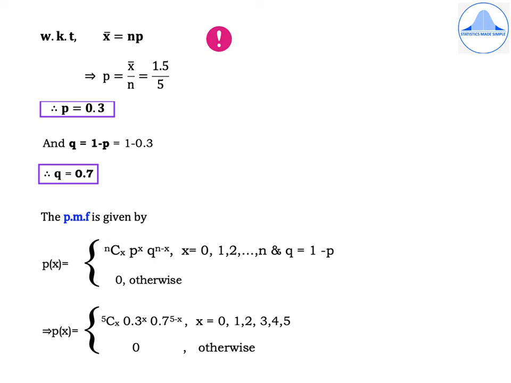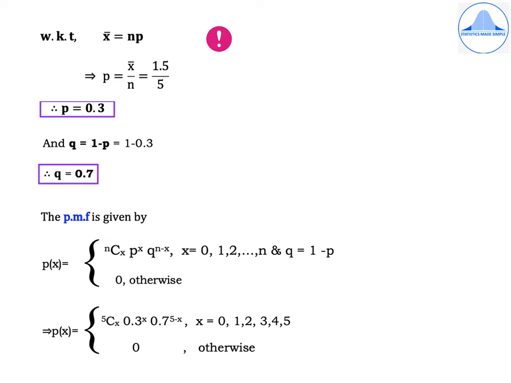To obtain the value of the parameter of the binomial distribution, we use the property that the mean of the sample has to be equated to the mean of the binomial distribution, which is np. So we know that x bar is equal to np, which implies p is equal to x bar by n, which is equal to 1.5 by 5. So you get p equal to 0.3, and q is equal to 1 minus p, which is 1 minus 0.3. So you get q is equal to 0.7.